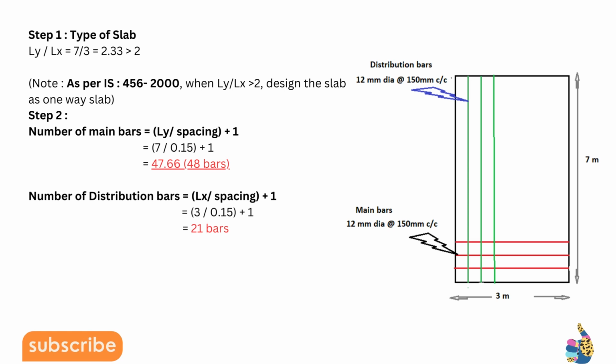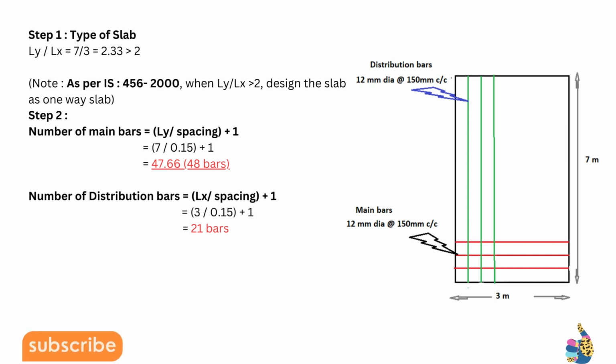So the basic function of the one-way slab is that we provide the main reinforcement along the shorter span and the distribution steel along the longer span. I think it will be clear till this point. Now we will explain how many main bars will be required and how many distribution bars will be required. Number of main bars is equivalent to total length divided by spacing plus 1.